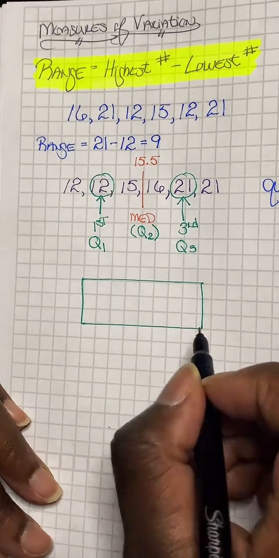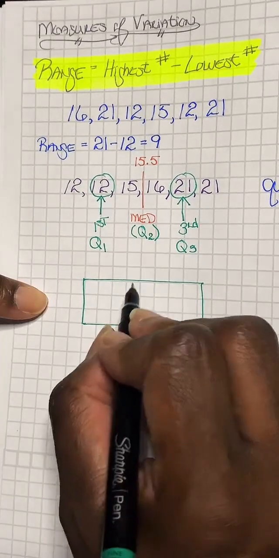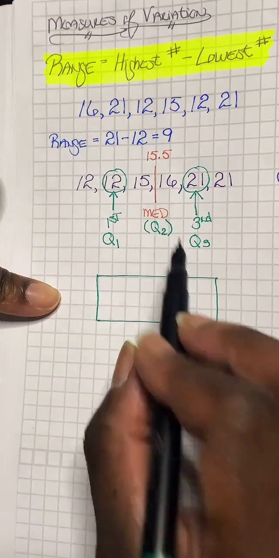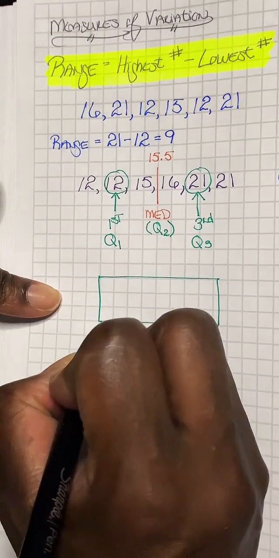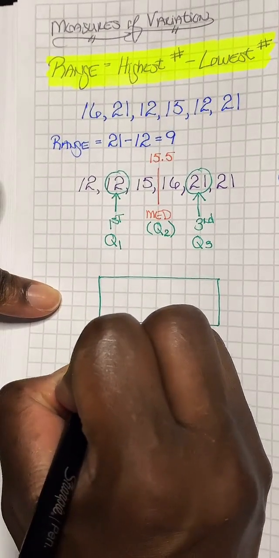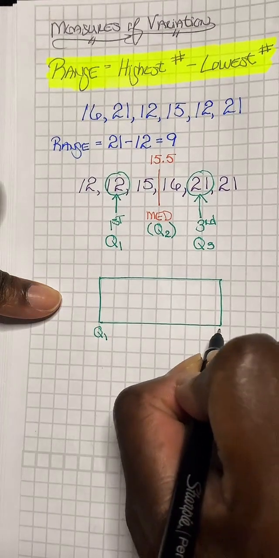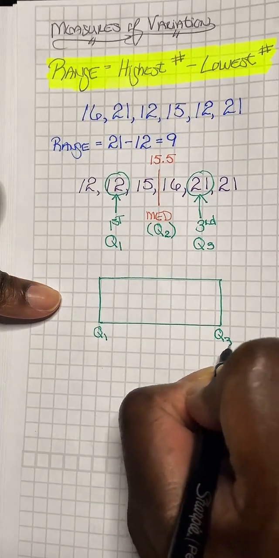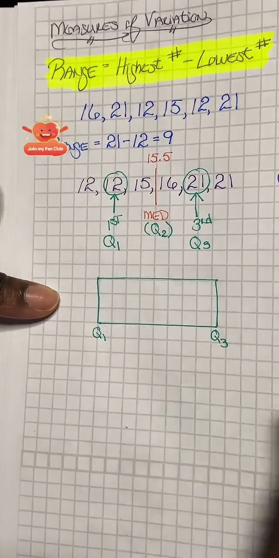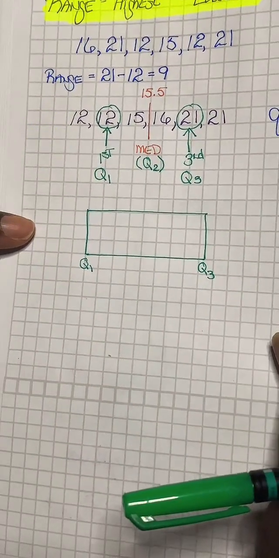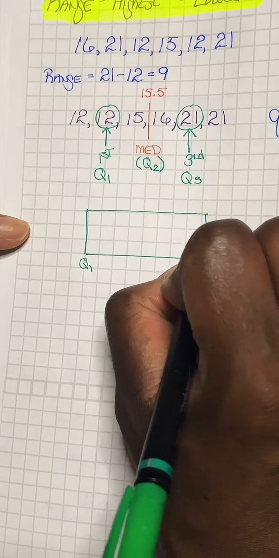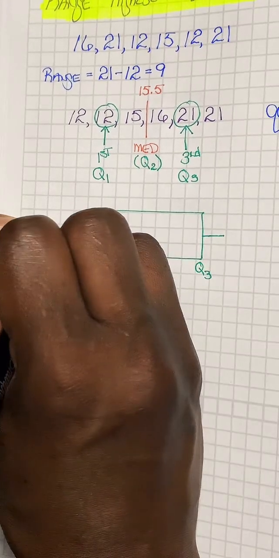In the middle is going to be your median. So here is going to be your Q1. Here is going to be your Q3. Now, that's the box part. When you extend out, that'll be your whiskers.